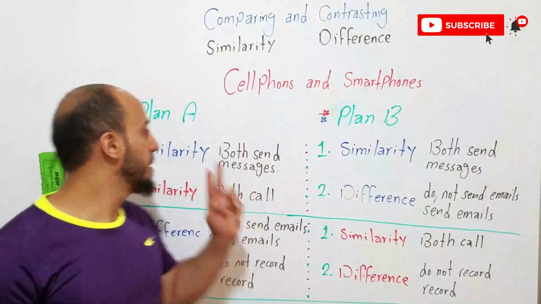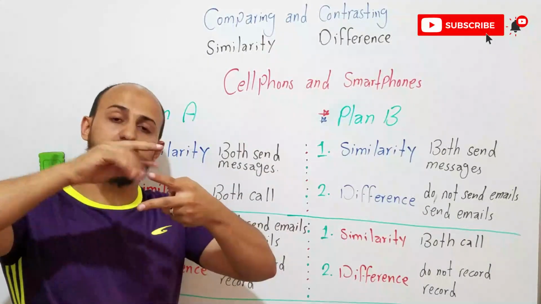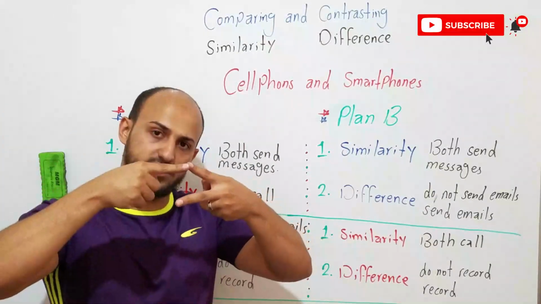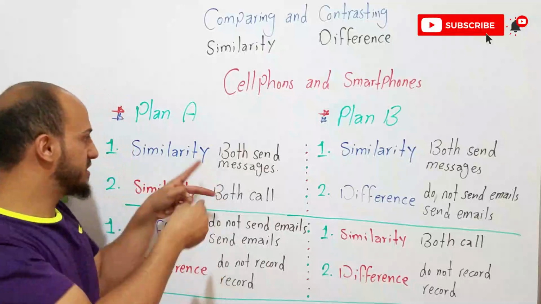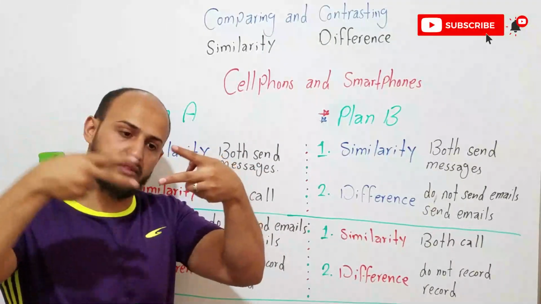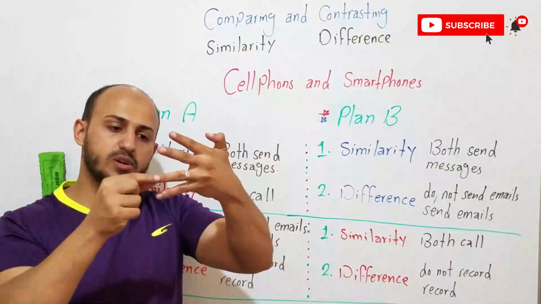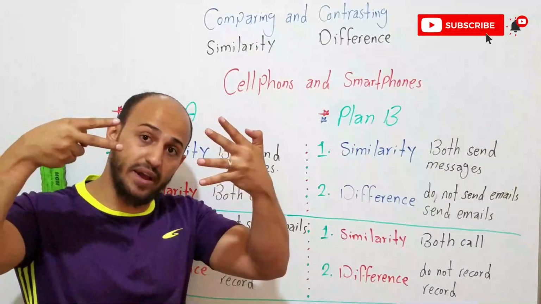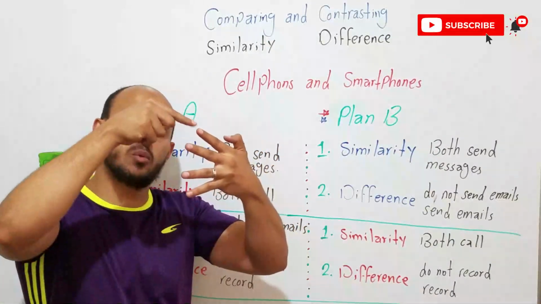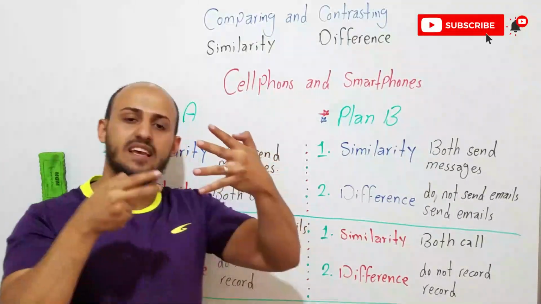Good? Okay. Plan A. You give me similarity 1. Cell phones and smartphones about this point. What? Both send messages. Done? All right, this is similarity. Now similarity number 2, both of them. What? Both call. Now when you go and you talk about differences, about the same points, not different points, the same points. So what was number 1? Send messages.